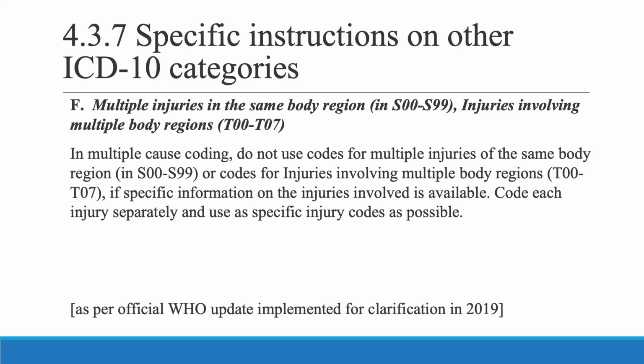Remember, the goal of multiple cause coding is to enhance the usefulness of the mortality data by adding detail to the underlying cause of death selected for statistical tabulation. And in the case of multiple injuries, more information is retained if each injury is coded separately with as specific an injury code as possible. The codes for multiple injuries of the same body region and for injuries involving multiple body regions are not invalid, but should only be used when there's no other specific information available.